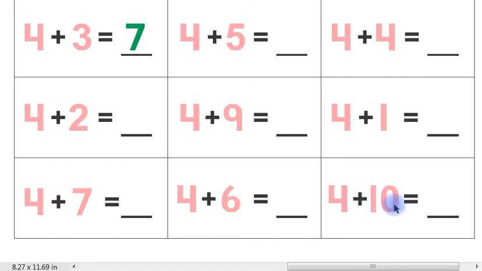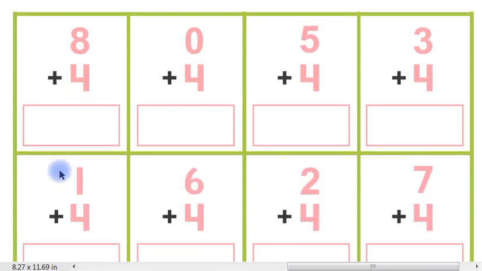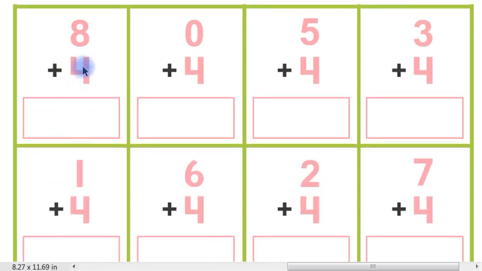4 plus 10 equals 14. Children, you have to write number 14 here. Likewise, children, now look at this. 4 plus 8 equals 12. You have to write number 12 here in this box. 0 plus 4 equals 4. Children, you have to write 4 here in this box. 5 plus 4 equals 9. Children, you have to write number 9 here in this box.